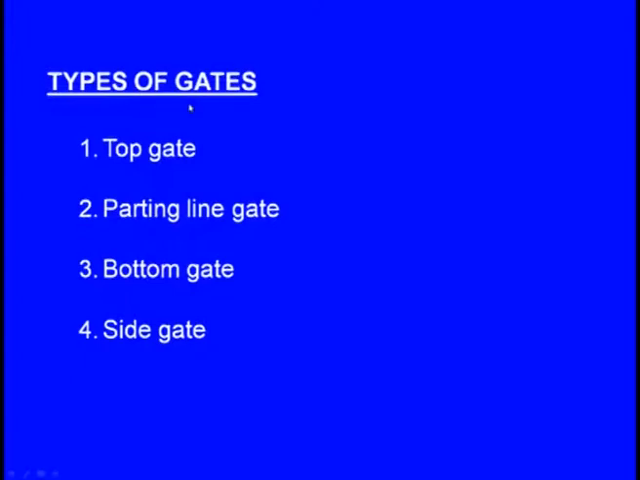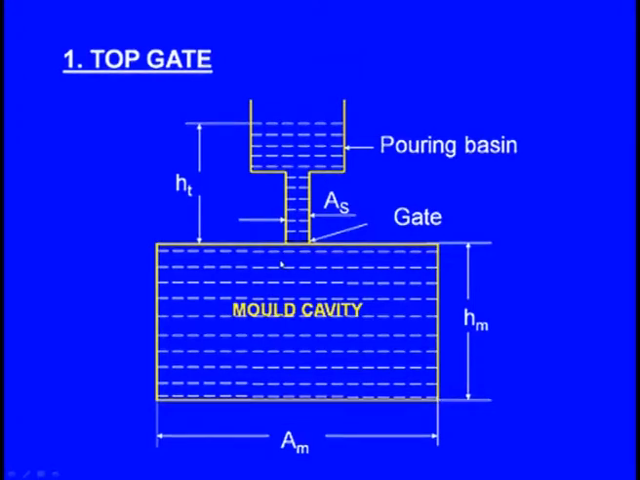Now, let us see further. There are different types of gates. One is the top gate, second one is the parting line gate, third one bottom gate, and fourth one the side gate. Now, let us see what these gates are. Let us first see the top gate.